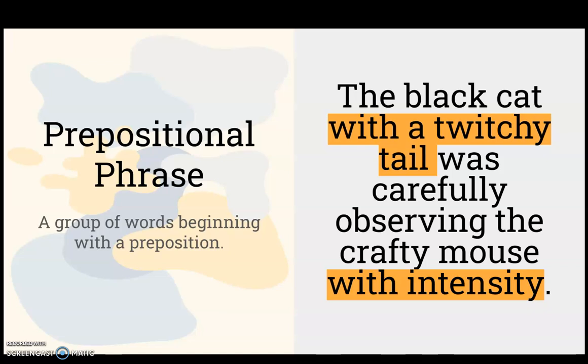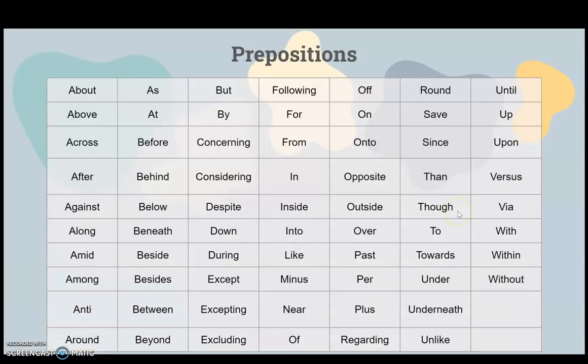Another type of phrase is the prepositional phrase. Basically, this is just a group of words beginning with a preposition. In this sentence, we have two prepositional phrases, with a twitchy tail and with intensity. Both of those are prepositional phrases that are used to modify different things. In this case, with a twitchy tail is modifying the cat, and with intensity is modifying the verb. Again, here's another list of prepositions. They often show where things are, how they relate to other items in the physical world.